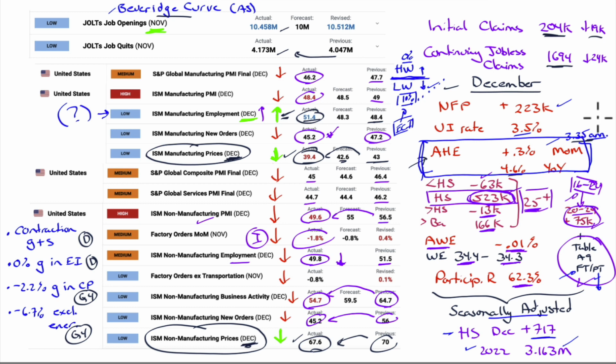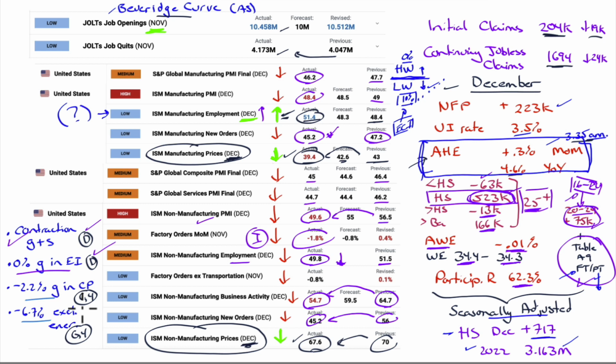So let's sum up this page here. We have contraction based on the PMIs in goods and services for December. You have 0% growth in employment income at the level of the economy for December. Well, if everybody is walking home with 0% growth month over month, where's the extra demand going to come from, right? If we look at earnings, the earnings forecast for Q4 of 2022 is expecting a negative 2.2% growth in corporate profits. If you exclude energy, negative 6.7% growth.